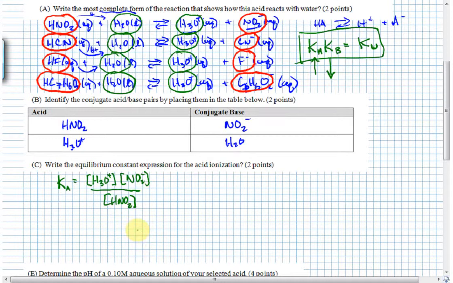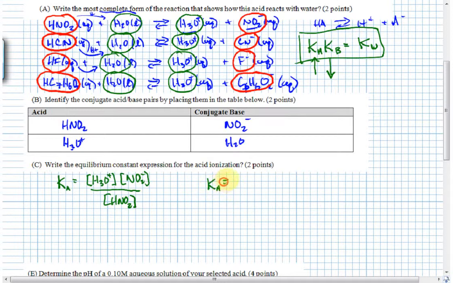Again, we do not include water as part of the equilibrium expression. The reason is that water, because it's present in such a large quantity, remains constant in the process. And so it actually ends up being incorporated into the equilibrium constant. Again, I'm going to write the shorthand general form of that.